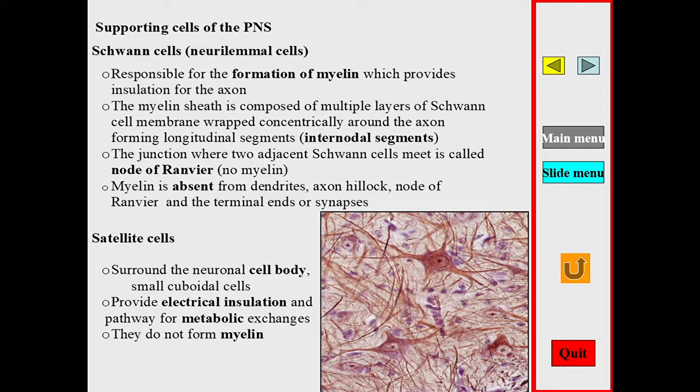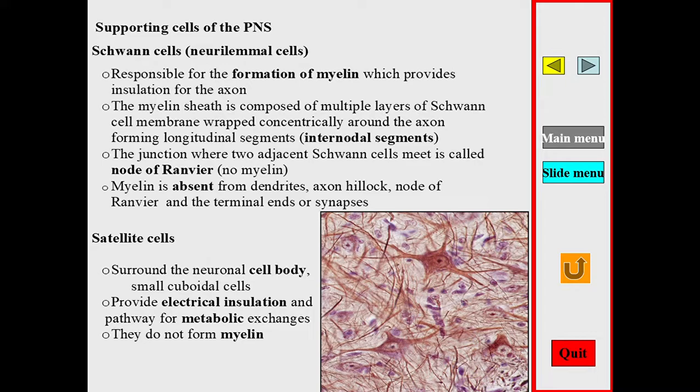Main function of those cells is to form the myelin sheath. Each Schwann cell forms an internodal segment. In between those internodal segments, we have the node of Ranvier, where there is no myelination. Also, myelination is absent from the dendrites, the axon hillock, node of Ranvier, and the terminal ends or synapses. Those are the major locations where we do not have myelin sheath within myelinated neurons.